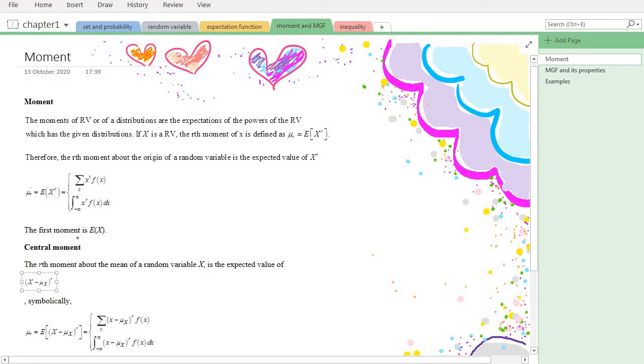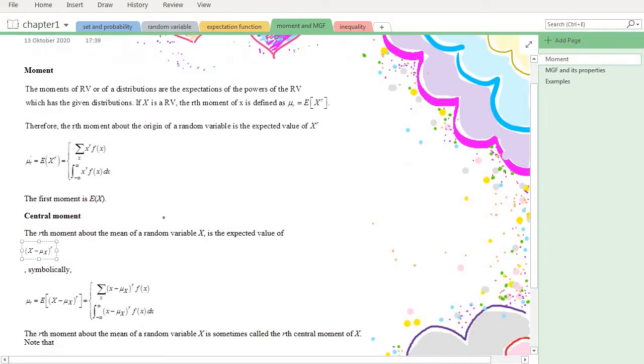So the first moment will be the expected value of x, which is equal to the mean. And then you can have the expected value of the second moment, third moment, and so on. So it will always be the expected value of x power r.